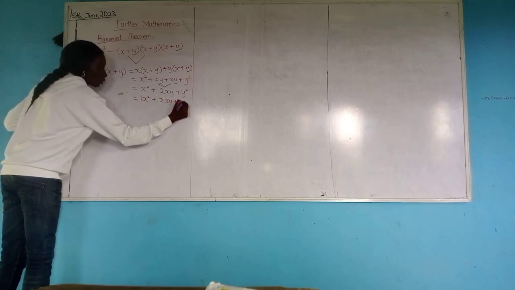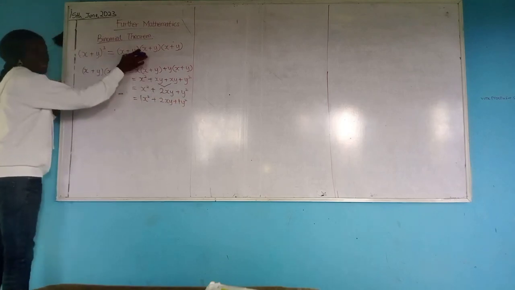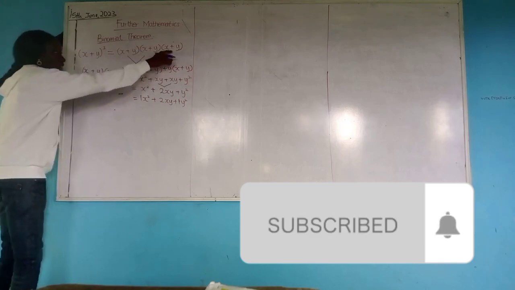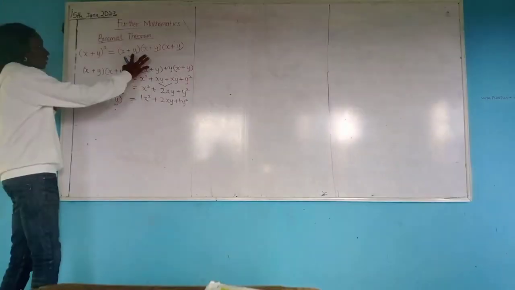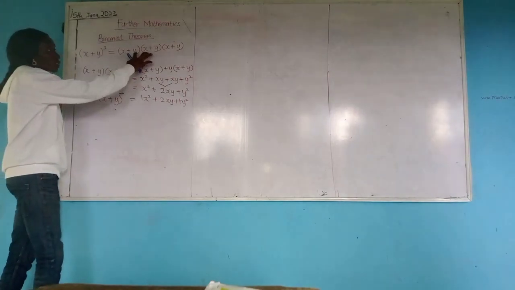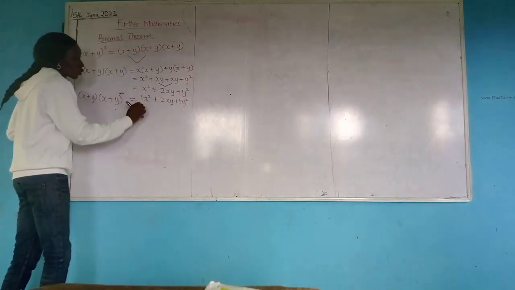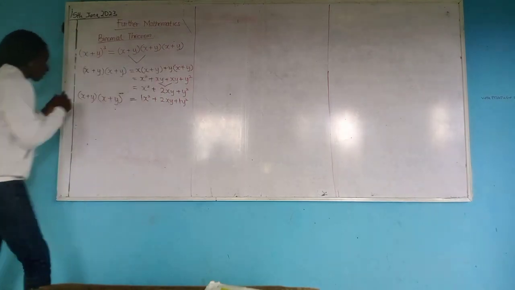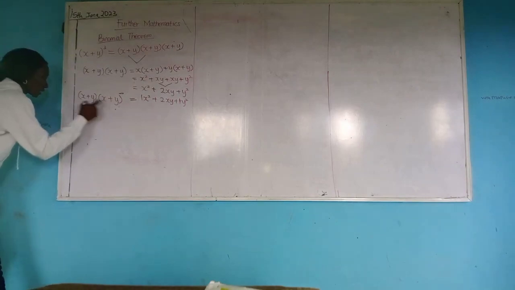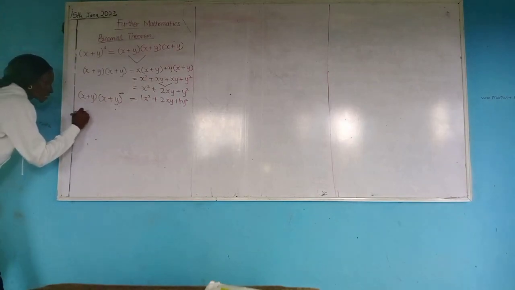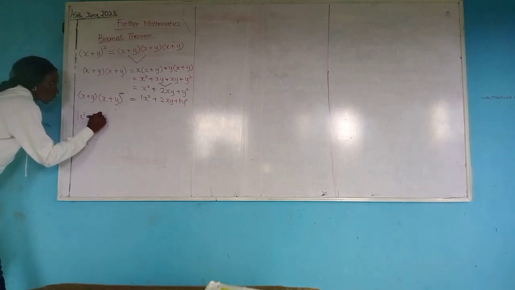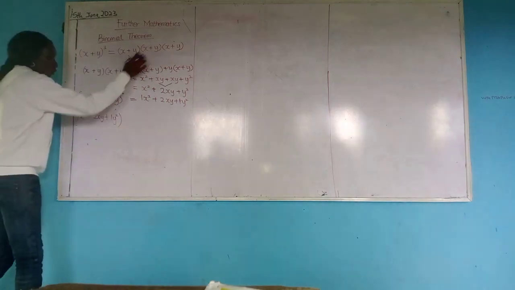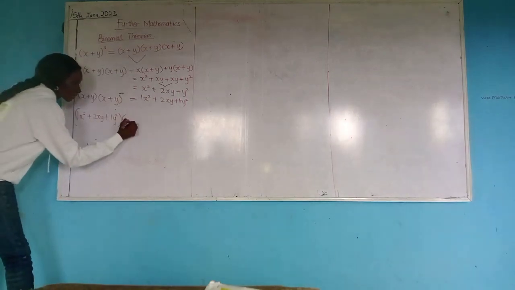In other words, I have multiplied these two brackets, and now I'm left with this. We've been able to simplify these two expressions. Now I have to use whatever I have here to multiply this last term, which is x plus y. So I'm simply going to write 1x squared plus 2xy plus 1y squared, all in brackets, merged already, times x plus y.